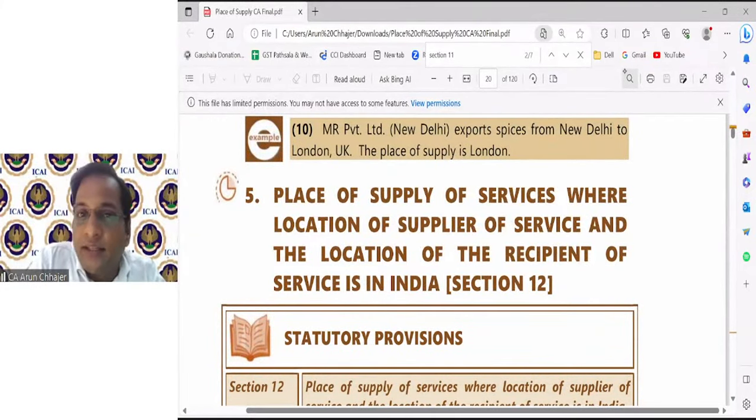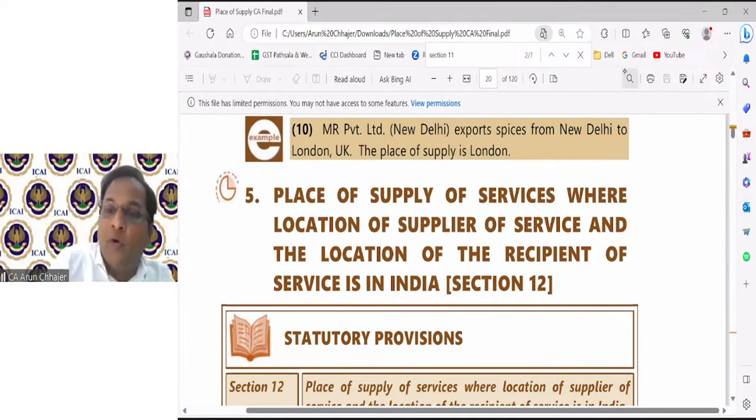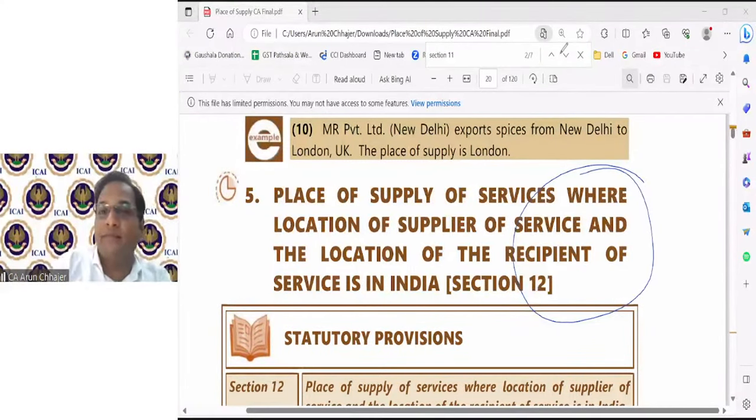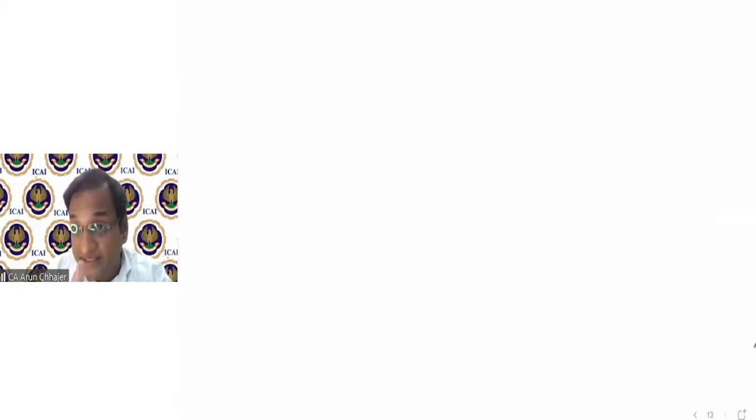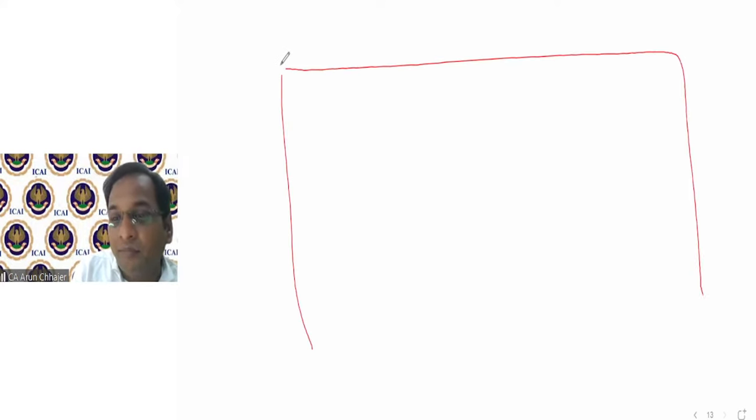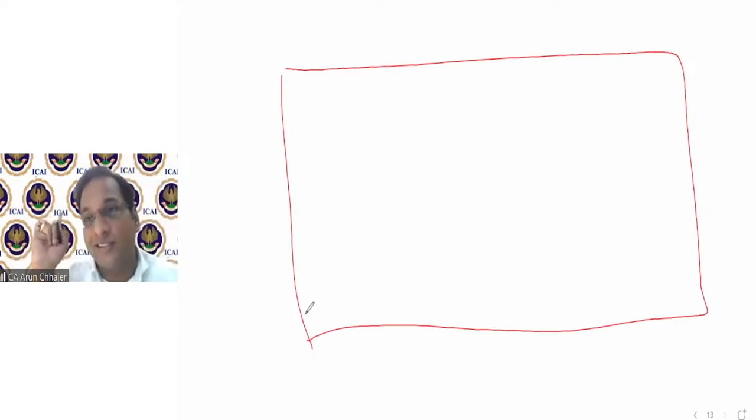It is the location of supplier and location of recipient, both are in India. Let me check the clarity. I'm creating the confusion by asking this question. Please give the answer correctly. I can say that the majority of the participants will give the wrong answer.